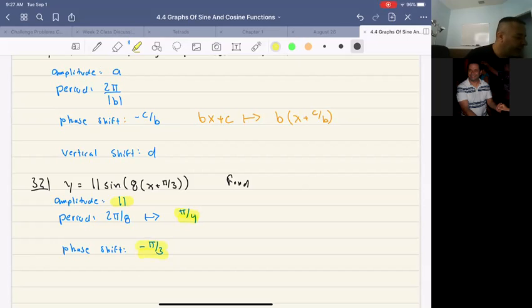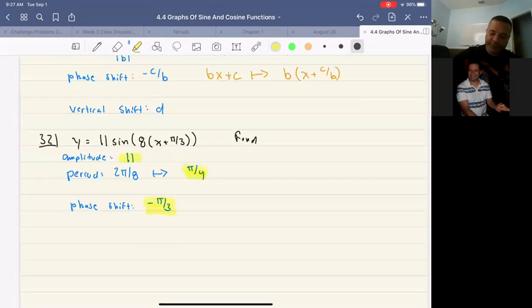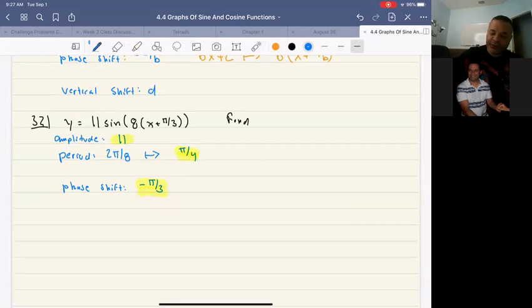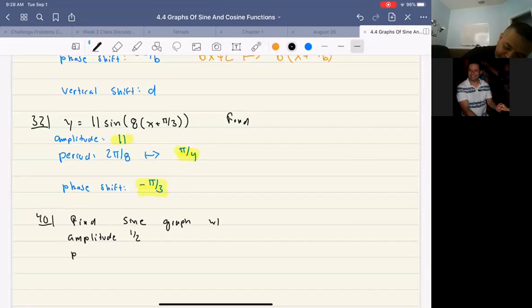All right, next one is number 40. And we're doing sort of the same thing in reverse. We're going to find a sine graph with amplitude 1/2, period 6 pi, and phase shift negative pi over 2.